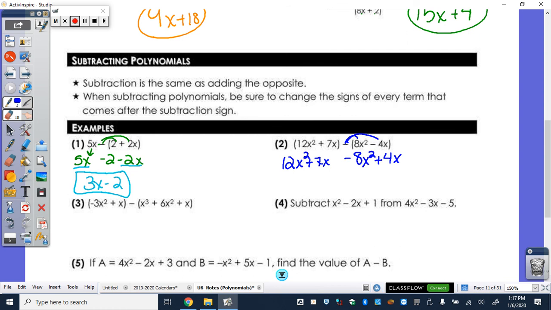So now, 12x squared minus 8x squared will give us 4x squared. 7x plus 4x will give us 11x. So 4x squared plus 11x.